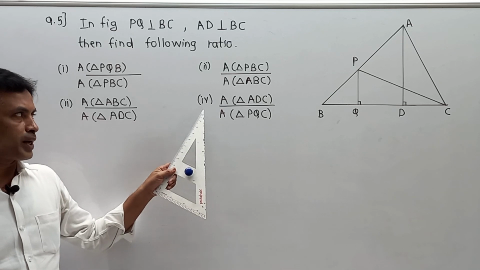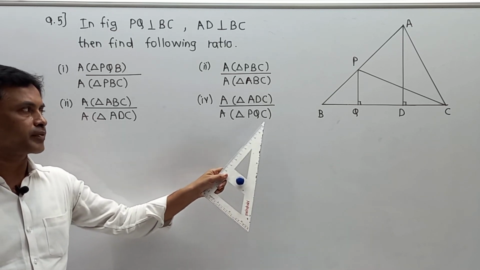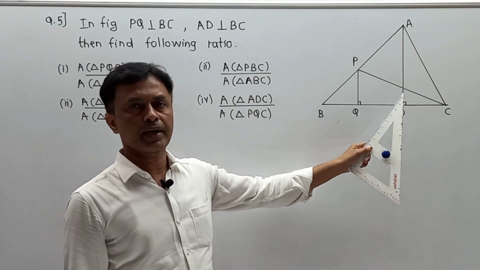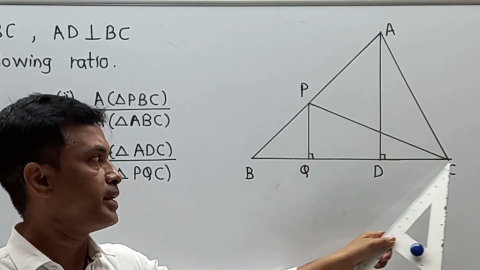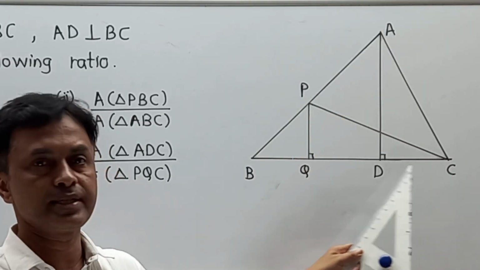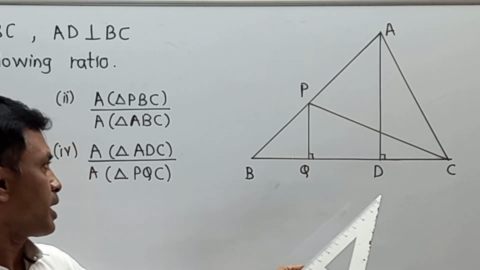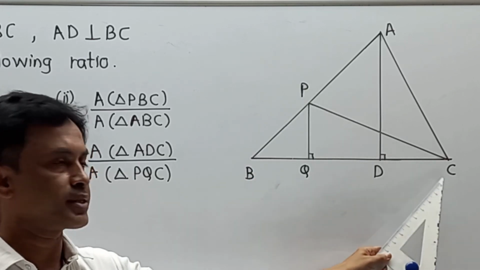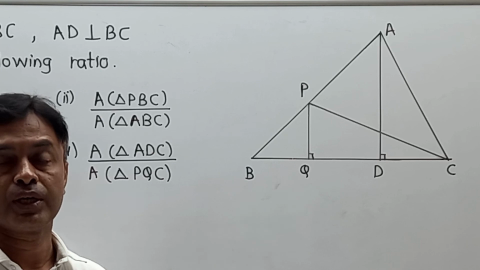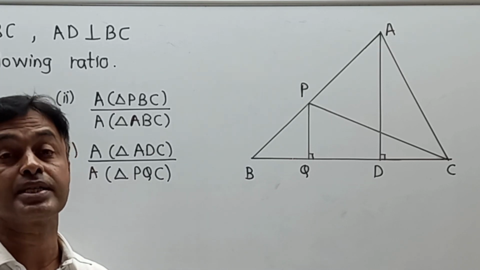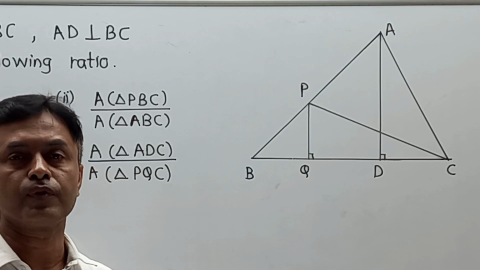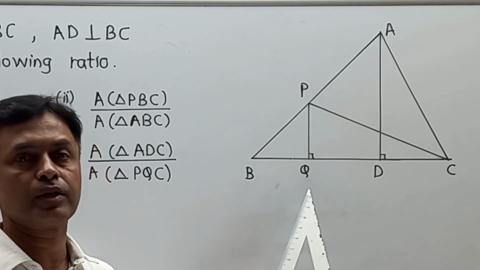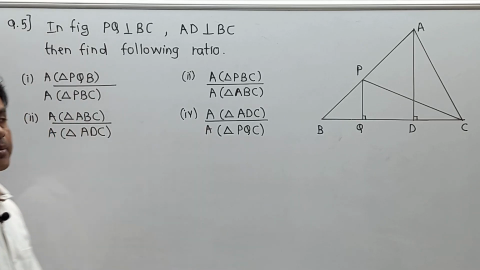Now in the fourth part, area of triangle ADC upon area of triangle PQC. Now try to understand the same numerical over here. Area of triangle ADC having a base DC, having a height AD, to the area of triangle PQC having a base QC and having a height PQ. In this pair of triangles, both base and height are different. Naturally, ratio of area of two triangles is equal to base into height of first triangle divided by base into height of second triangle. Giving explanation over here and the part is.